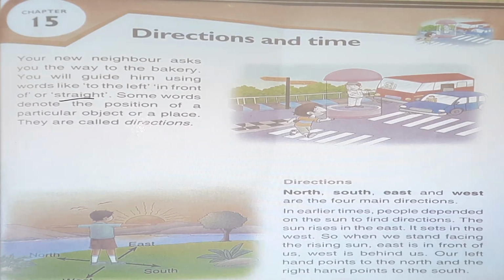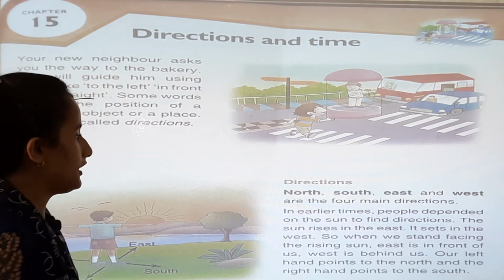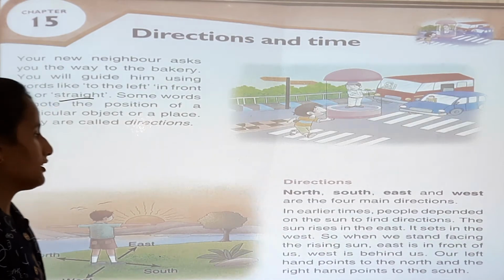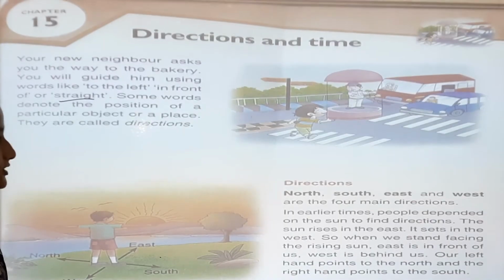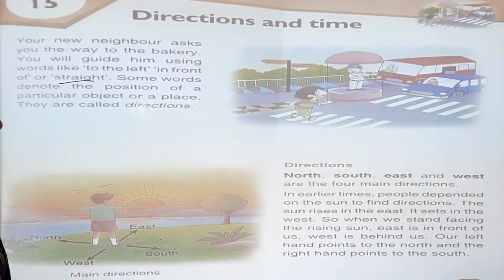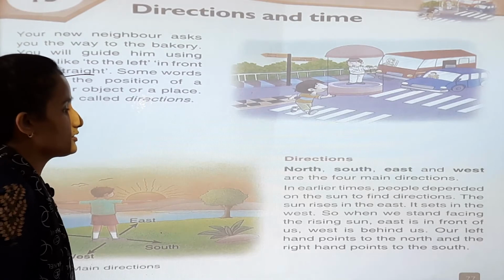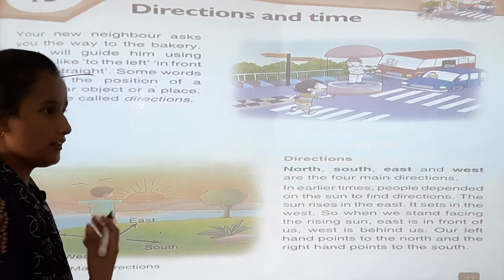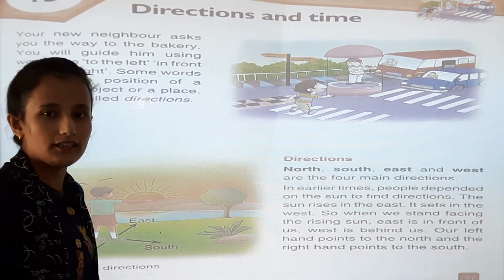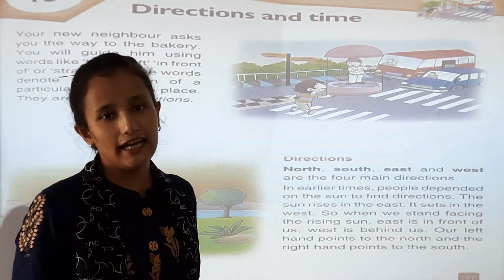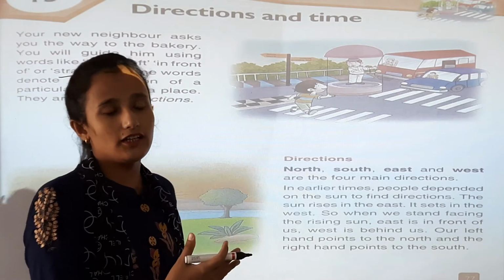Now the directions: north, south, east and west. You can see the pictures of north, south, east and west. North, south, east and west are the four main directions. In earlier times, people depended on the sun to find direction. They used to depend on the sun for direction.